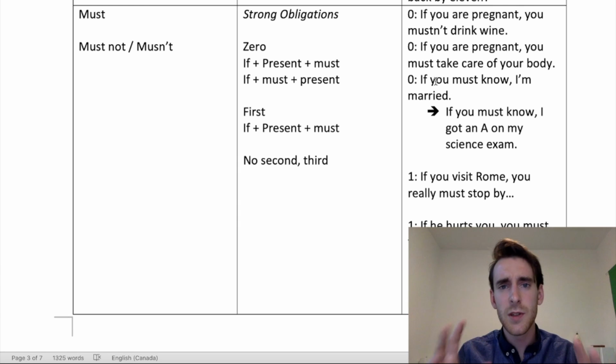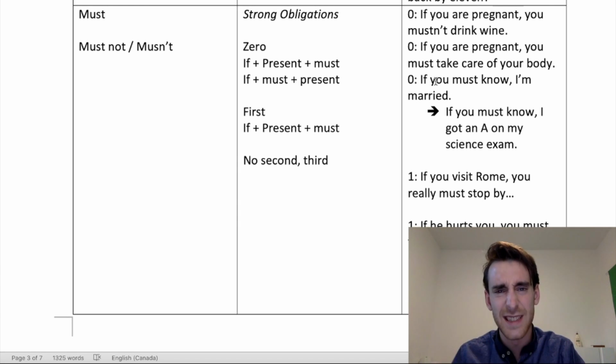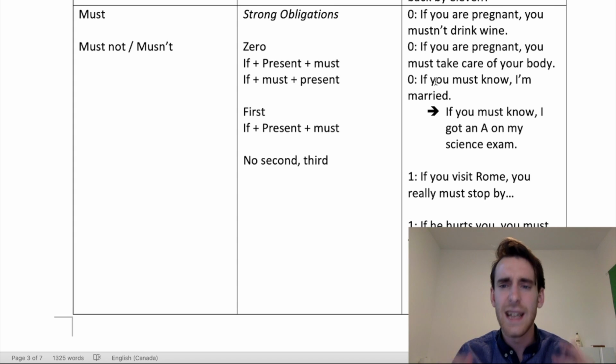But guys, what you will notice is the use of must has steadily decreased over time, okay? It really has in the English language, but there are still some common expressions like this one here.